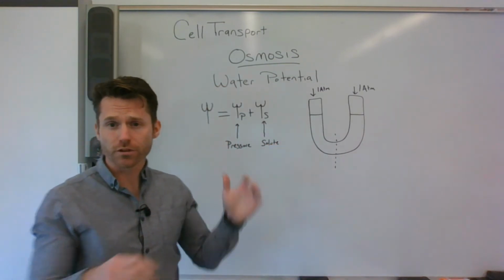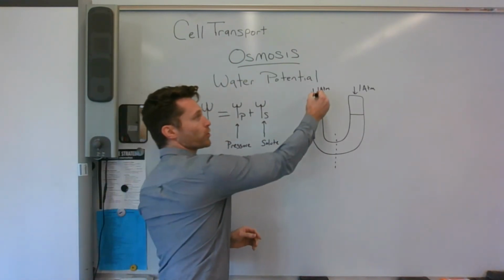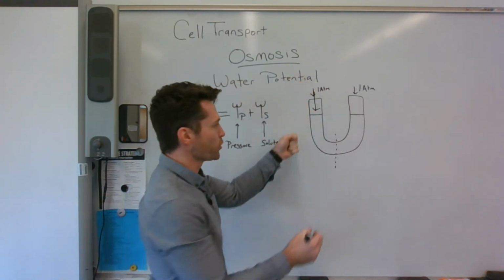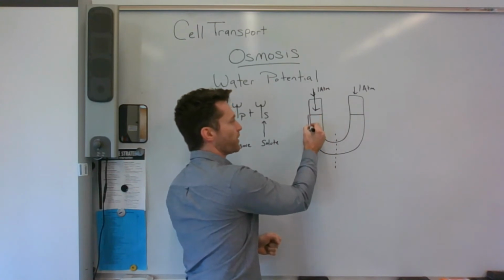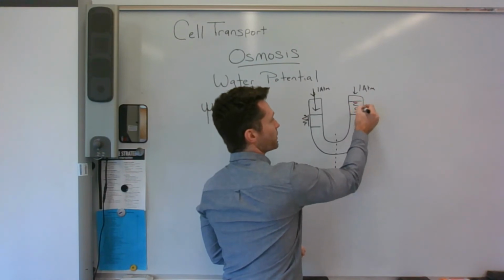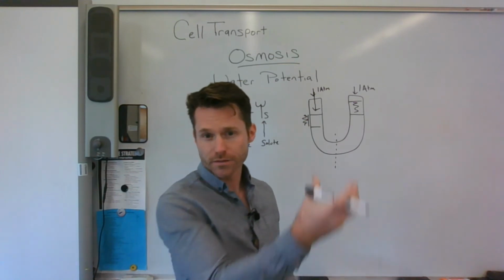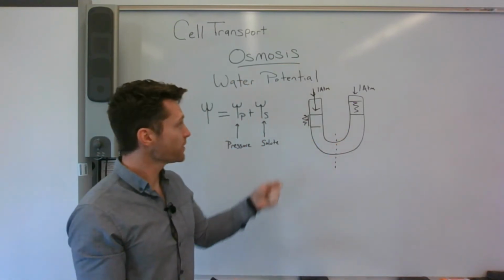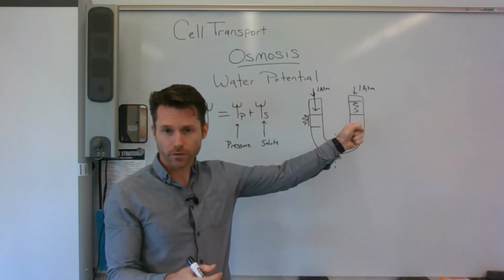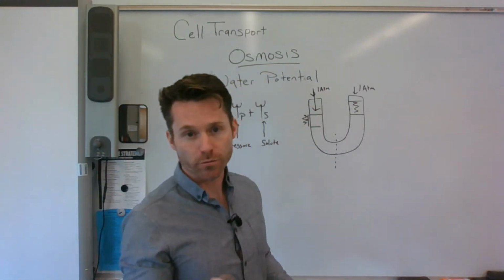Now, pressure potential is really easy to picture, right? If I take a syringe and I push down on this side with more pressure, if I push it this much down, then this side is going to raise that much up, right? That just makes sense. I push down the water, it has to go up. So I increase the pressure potential on this side. That's changing pressure.